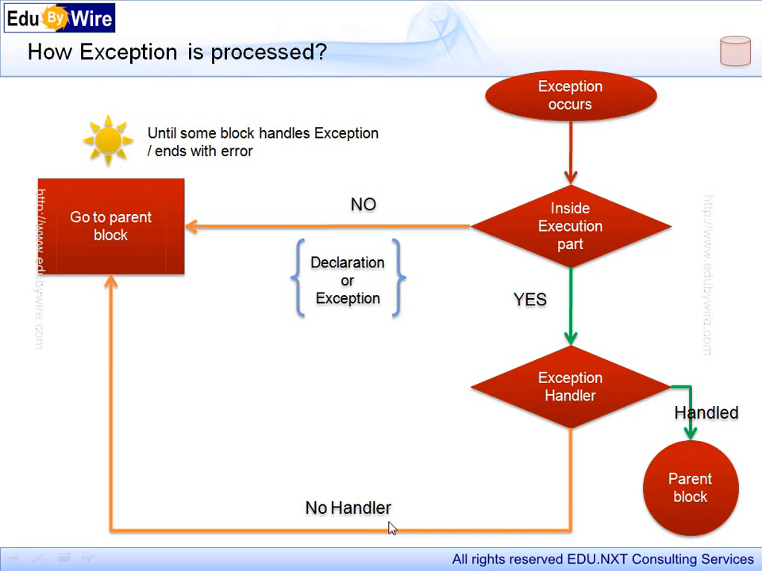If there is no handler for the current exception, then the exception is propagated or sent to the enclosing or parent block. Then it checks if there is a handler defined in the enclosing or parent block. If yes, then exception is handled and block execution is completed. If no, then again the exception is propagated to its parent block.